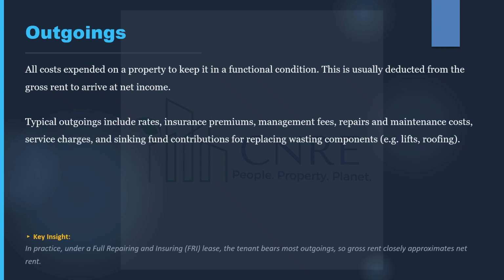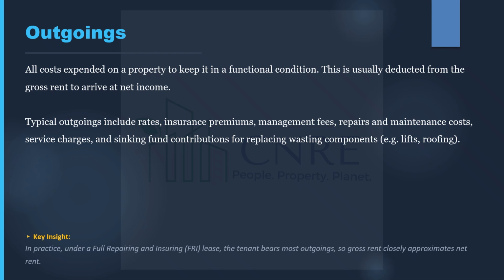So the next one we have here is the outgoings. And the outgoings can also be called the operating cost of the building. So it includes all costs expended on the property to keep it in a functional condition, right? Typical outgoings include things like rates, insurance premiums, management fees, repairs and maintenance costs, service charges, and sinking fund contributions. So remember that when we spoke about gross rent, I had told you that it is the rent that the landlord collects before any deduction. So the outgoings is a major deduction from the gross rent.